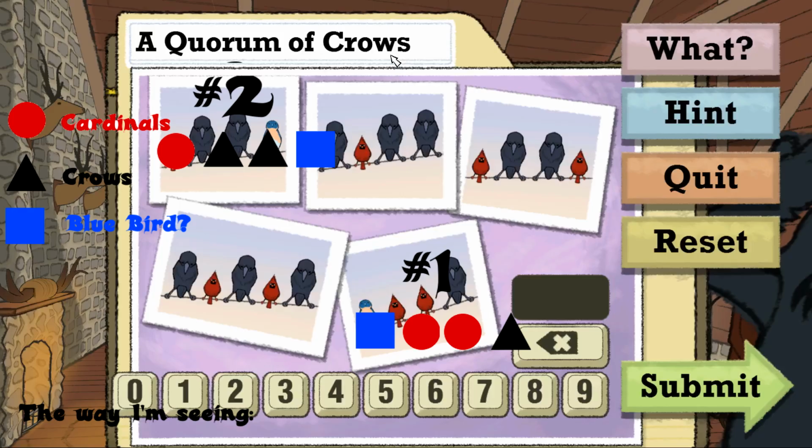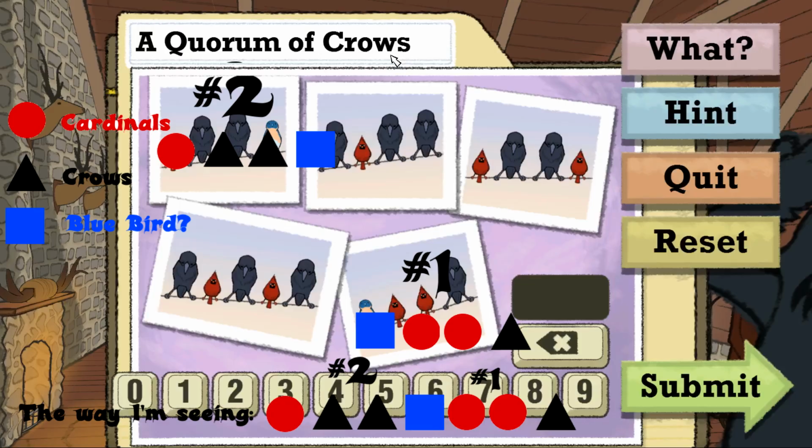So we have those overlapping, right? Yes. That means that is one row that we are completely aware of, right? So we can guarantee that the sequence is at least cardinal on one end, crow, crow, bluebird, and then cardinal, cardinal, crow. We can guarantee that. Okay.